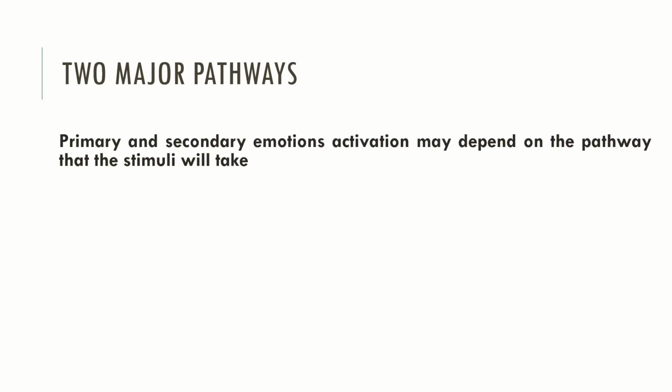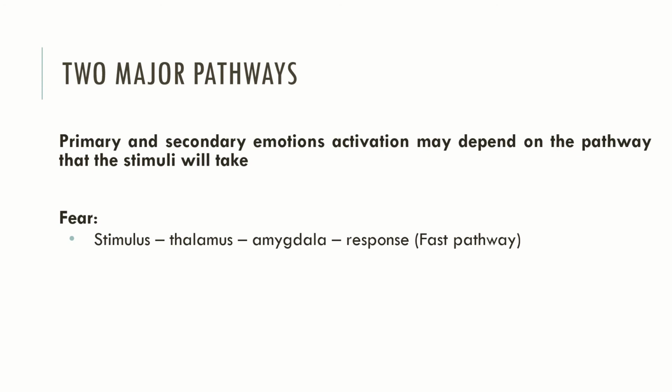Primary and secondary emotions activation may depend on the pathway the stimulus takes to reach the cortex. So, we can look at this by analyzing fear processing in different brain regions. We can have a stimulus. This stimulus projects to the thalamus. The thalamus sends information to the amygdala, which then projects a response. We can call this the fast pathway.